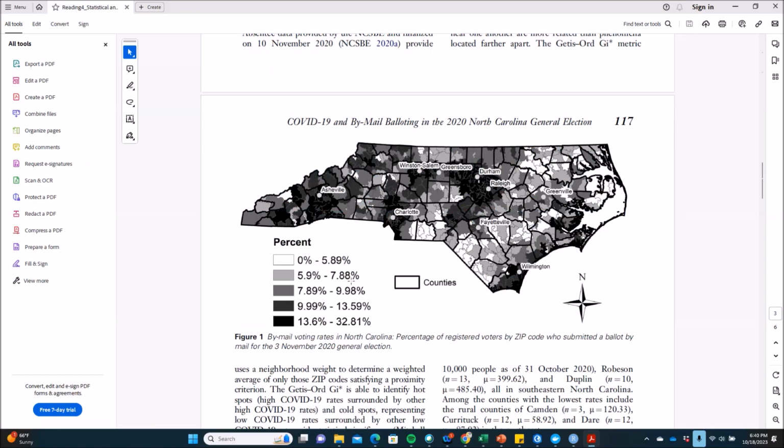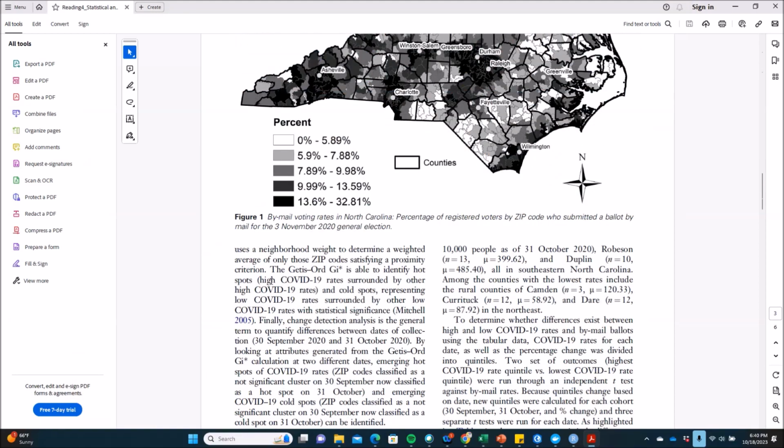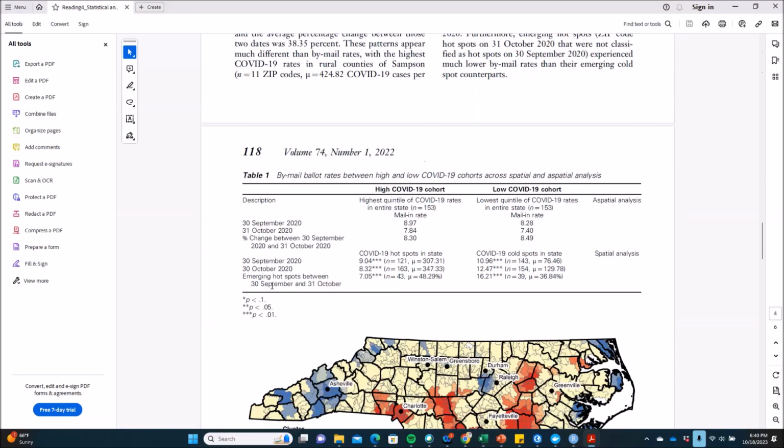So I split them into fifths and said, let me look at all the areas in white, which were low, versus all the areas which are dark, in black here, and look for differences. Now, this is totally aspatial in nature. Next.